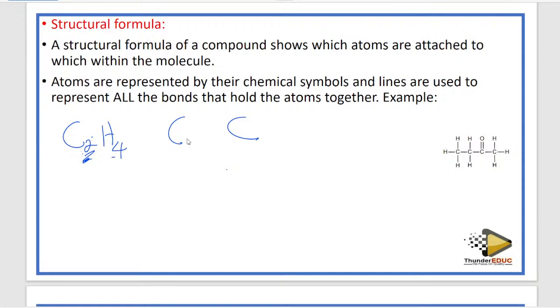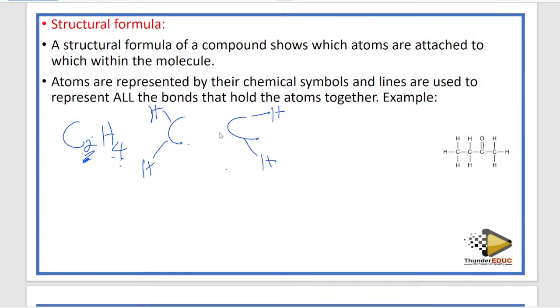How many hydrogens do I have? I have 4. But don't forget that each carbon atom is supposed to have how many bonds? 4 bonds. So let me put 1 hydrogen here and another hydrogen here. So 2 of them have gone. I put another hydrogen there, and another hydrogen there. All the hydrogens are gone. So I have hydrogen, hydrogen, hydrogen, hydrogen.